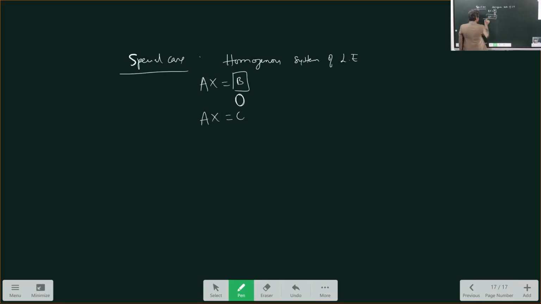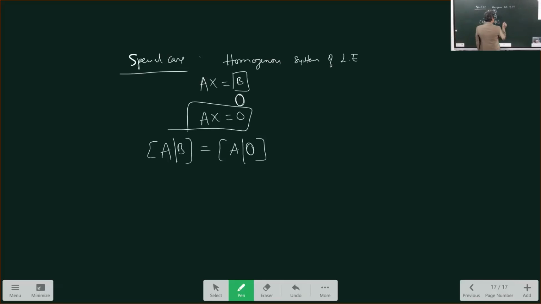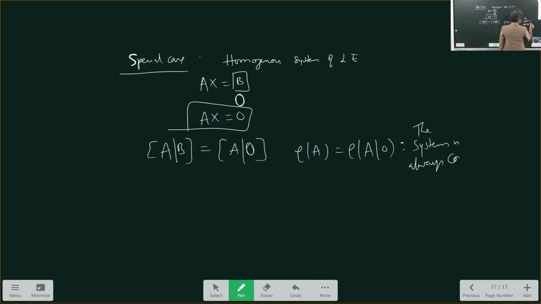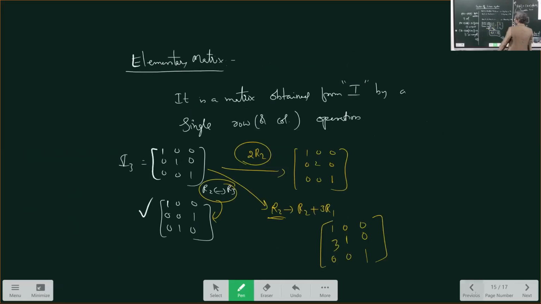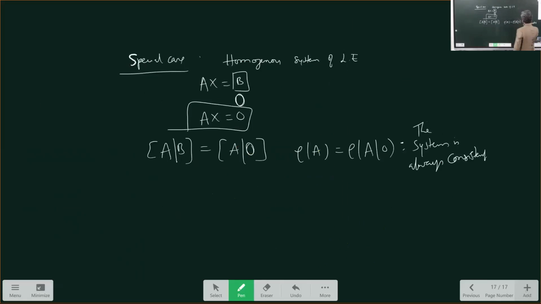Now in this case the augmented matrix A colon B will always be A colon 0. Because the last column is a zero column, it will not affect the rank of the augmented matrix. So here the rank of A is always equal to the rank of A colon 0. That means the given system is always consistent. Consistent in the sense that the system has a solution. So it will always have a solution.